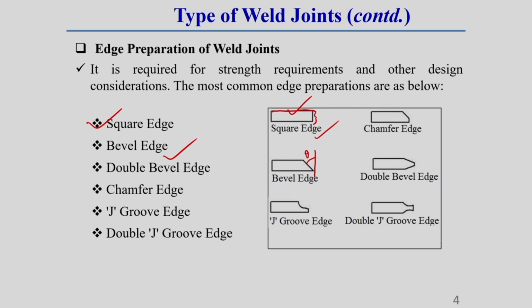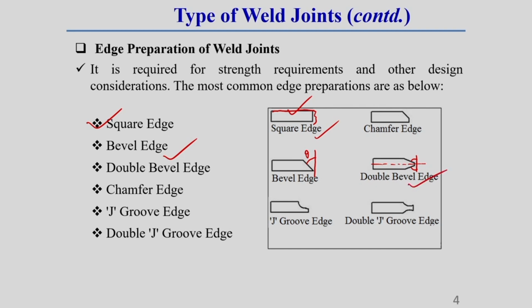Now, there can be single bevel types of edge preparation, and there can be double bevel types of edge preparation also. Double bevel edge preparation means that along the mid thickness of the plate, a bevel operation is done on the top side and another bevel operation is done on the bottom side. So, this is called double bevel edge preparation.